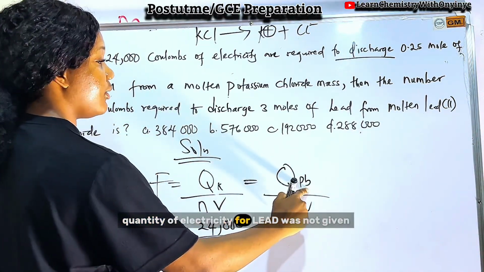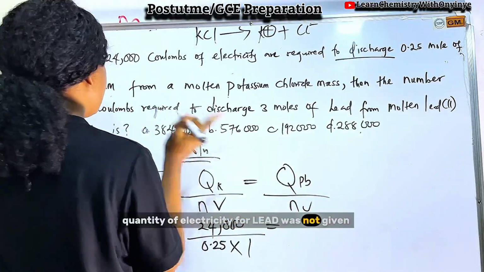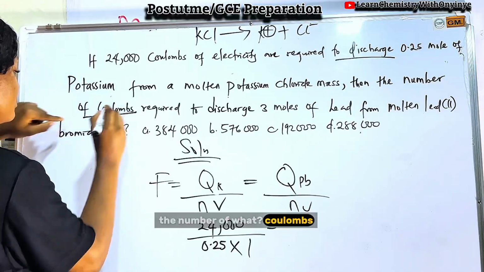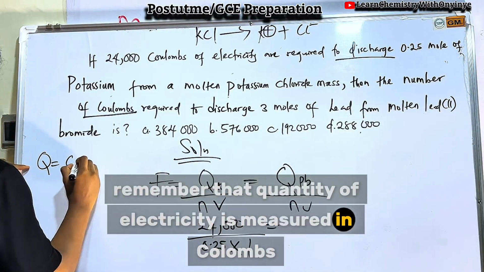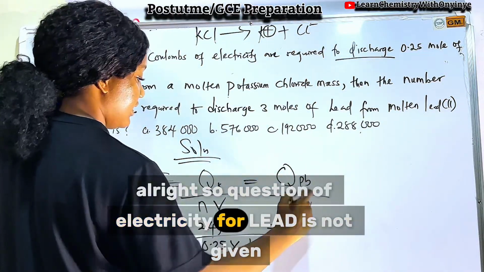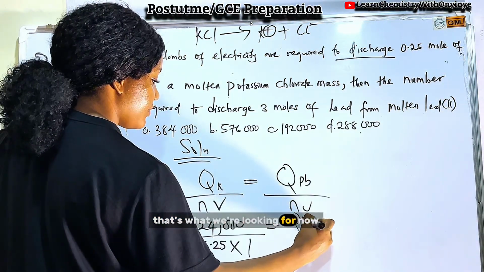Quantity of electricity for lead was not given, and we were asked to look for it. The number of what? Coulombs. Remember that quantity of electricity is measured in coulombs. All right, so quantity of electricity for lead is not given. That's what we're looking for.